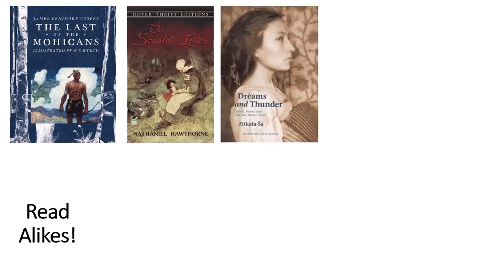Dreams and Thunder. So this is a number of stories and poems from a woman named Zitkala-Sa. She is a Native American author who talked about her experiences. She was born, I think, around 1875, 1876, somewhere around there. And she was a political activist as well as an author.